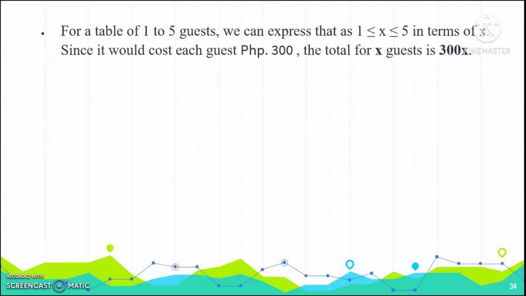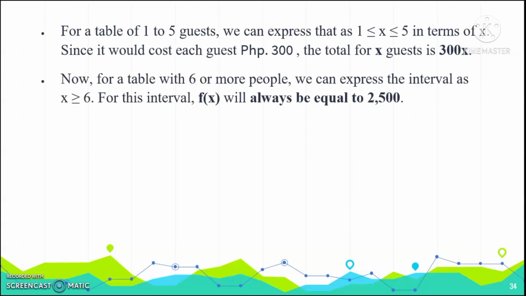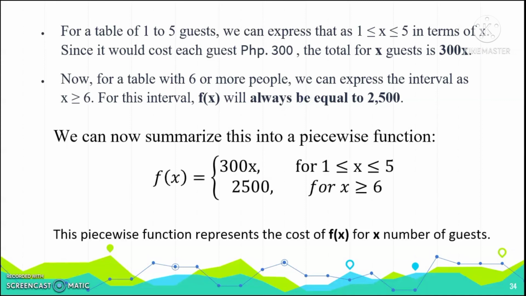For a table of 1 to 5 guests, we can express that if x is greater than or equal to 1 but less than or equal to 5 in terms of x. Since it would cost each guest 300 pesos, the total for x guests is 300x. Now, for a table with 6 or more people, we can express the interval as x is greater than or equal to 6. For this interval, f of x will always be equal to 2,500.